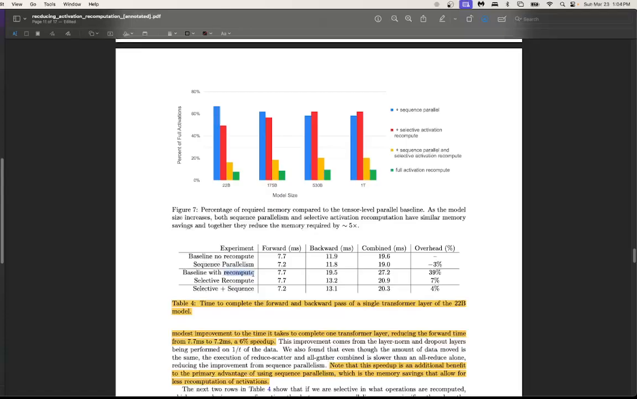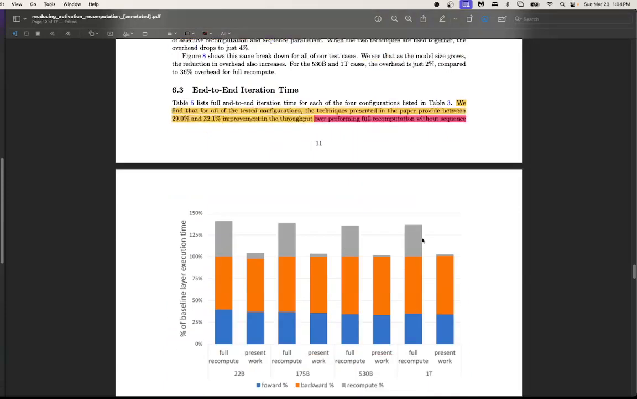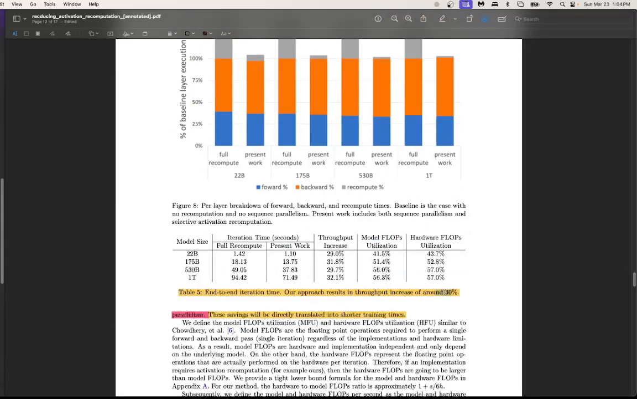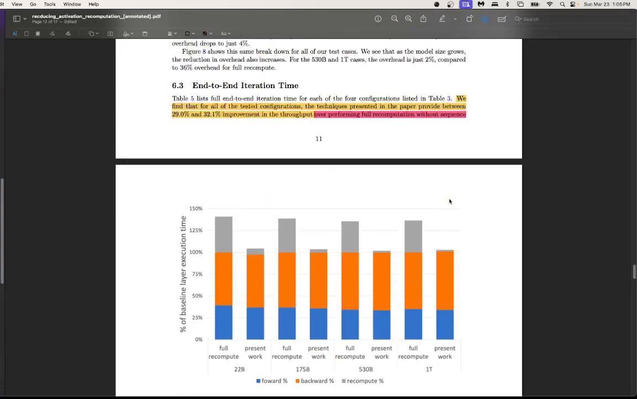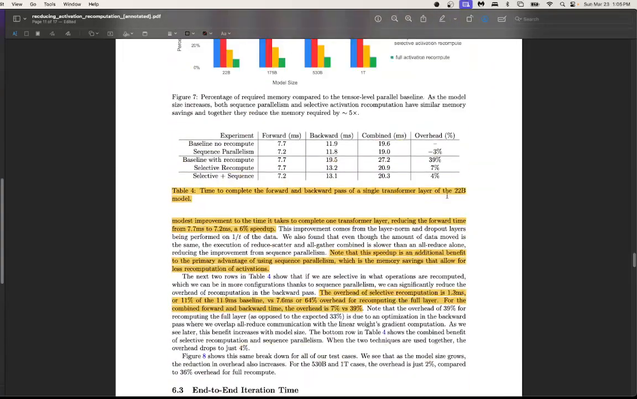Yeah, using selective recompute and sequence parallelism together, we get a 5x decrease in peak memory usage for activations, and then a significantly higher throughput. So 30% higher throughput is shown here, compared to. So it's kind of tricky. They're using two different baselines.